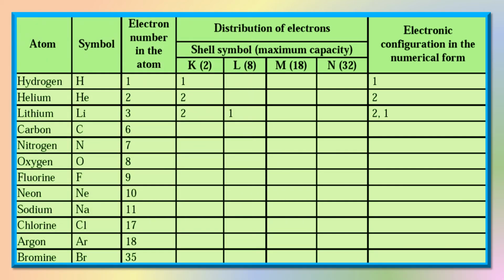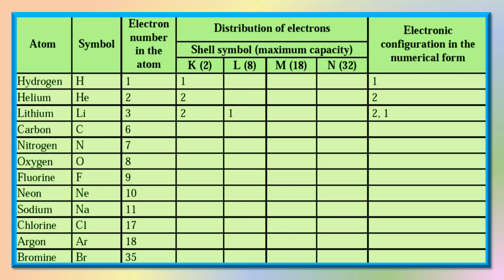Now let us see how to do electronic configuration. The first atom given here is hydrogen. Its symbol is H. The number of electrons in that atom is 1. So only the K shell will have 1 electron and the electronic configuration is 1. Helium, He, has 2 electrons. So it fills the first shell, that is the K shell, and again the electronic configuration is only 2.